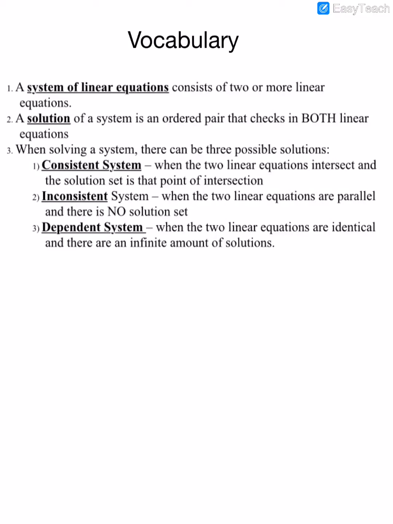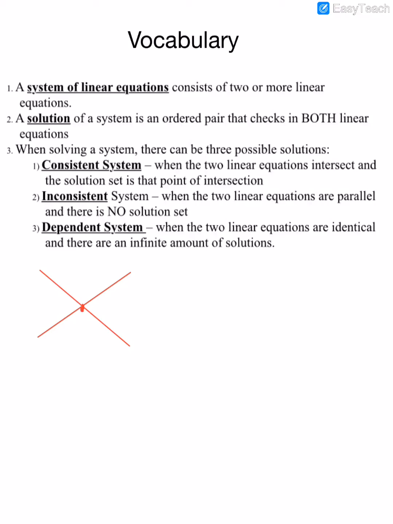When solving a system, there can be three possible solutions. A consistent system is when two linear equations intersect and the solution set is that point of intersection. In other words, if the two lines cross each other, the point where they cross is the solution of the system, and that's called a consistent system. So it would look something like this. The point where these two lines cross, right here, is the solution to the system.